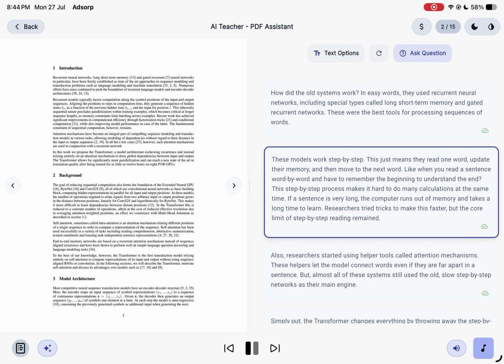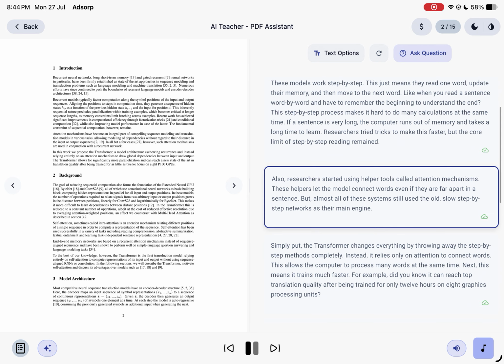This step-by-step process makes it hard to do many calculations at the same time. If a sentence is very long, the computer runs out of memory and takes a long time to learn. Researchers tried tricks to make this faster, but the core limit of step-by-step reading remained. Also, researchers started using helper tools called attention mechanisms. These helpers let the model connect words, even if they are far apart in a sentence. But almost all of these systems still used the old, slow step-by-step networks as their main engine.